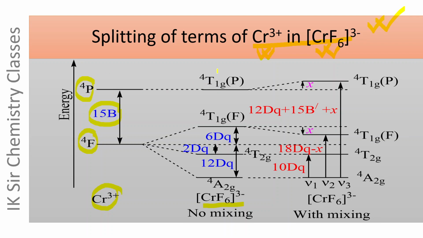However, it transforms into the 4T1g(P) state. These two spectroscopic states have the same symmetry. One has been derived from quartet F, and hence it is called 4T1g(F). The other is derived from quartet P, and therefore it is called 4T1g(P). Now let us see the energy difference.